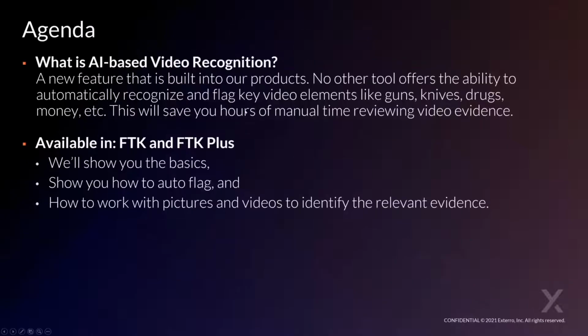So what we're going to talk about is AI-based video and image recognition. We'll cover both. We actually added this a few versions ago, maybe two versions ago, but we've improved it over a couple of things, so this will be good. And as it says, we can find things like guns, knives, money, drugs, etc. when we take a look at these things.